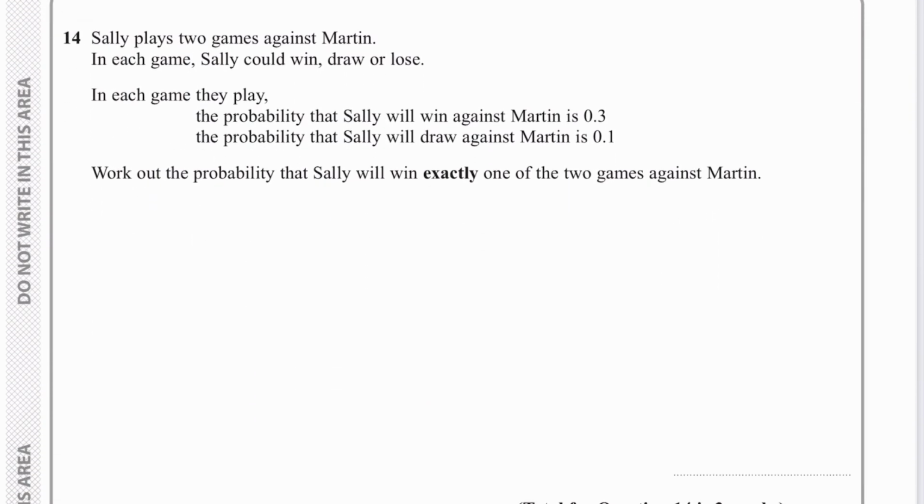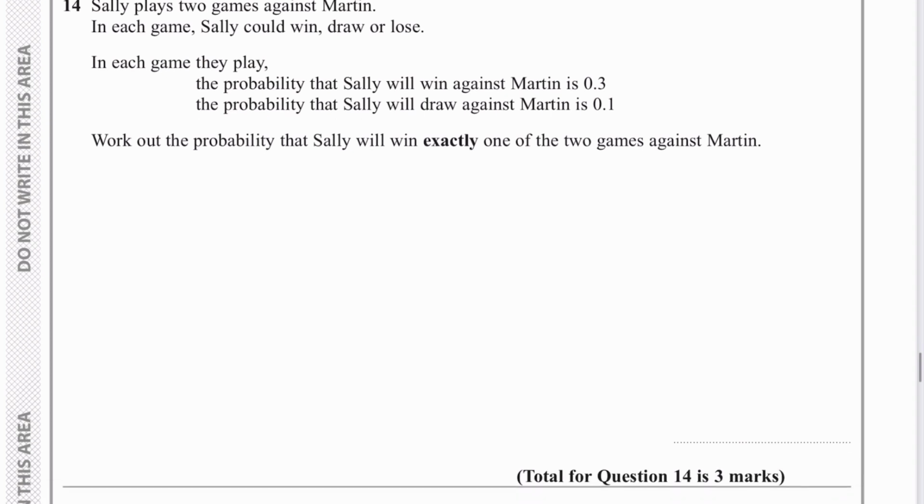So, question number 14. Sally plays 2 games against Martin. She can either win, draw or lose, and it gives us some probabilities. So what I'm going to do is use a probability diagram, a probability tree. Some people don't tend to bother about these things. I just think it's a good discipline to actually do it, and it also allows you then to fill in all the information.